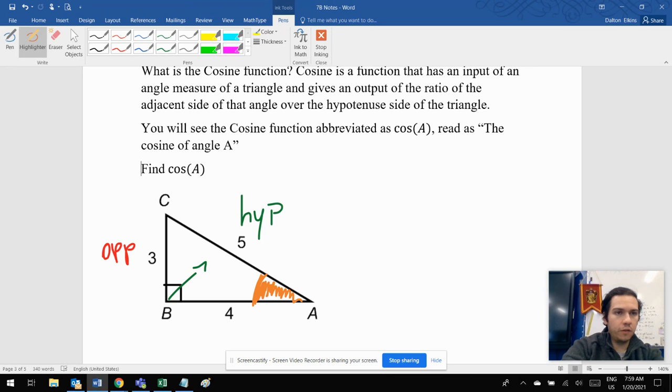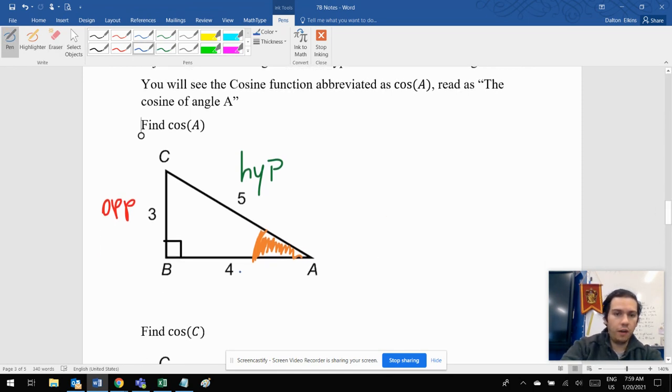Remember, the hypotenuse is also the longest side. So when I see the side length 5, I know 5 is bigger than both 3 and 4. So I know that's the hypotenuse. And then lastly, we have the adjacent side, which is just the side next to angle A. It is the last side we have labeled.